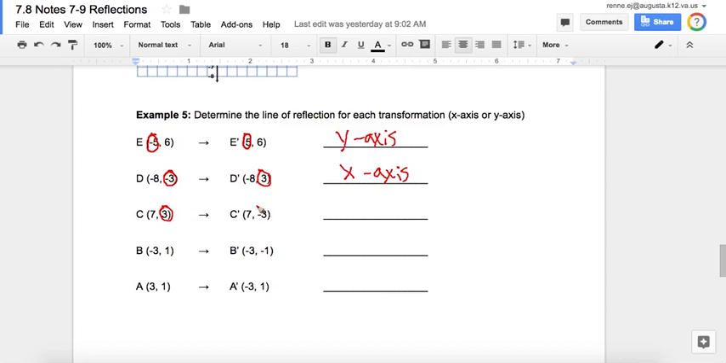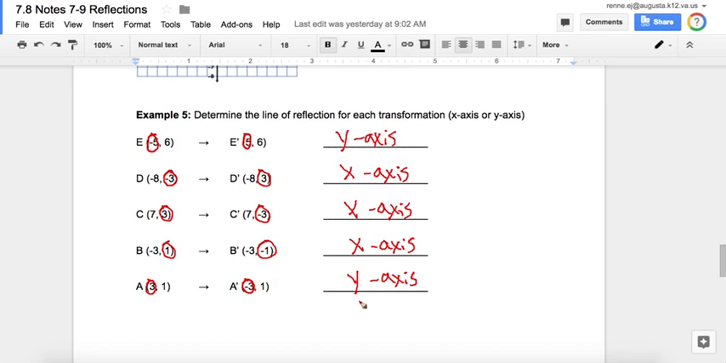Once again, the y's changed, so it flipped over the x-axis. Once again, the y's changed, and it flipped over the x-axis. Okay, are we ever going to get another one that's different? Here we go. The 3's changed, and that's the x, so it flipped over the y-axis.